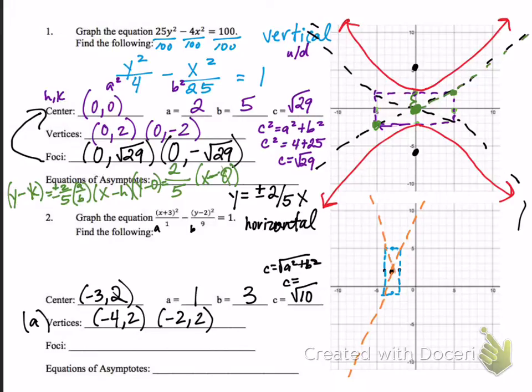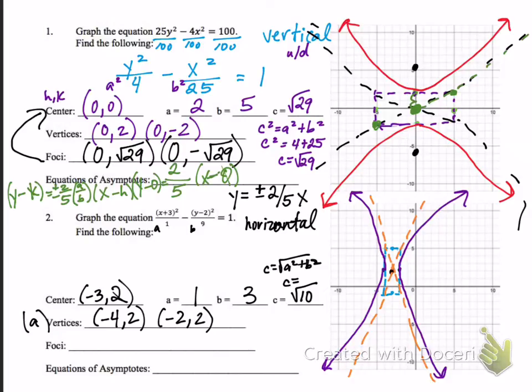And I'm just going through that. Then I can draw from there. Once you have your diagonal lines, you can draw your hyperbola. So it's going to be kind of wide. And it always goes through your vertices. Like this.